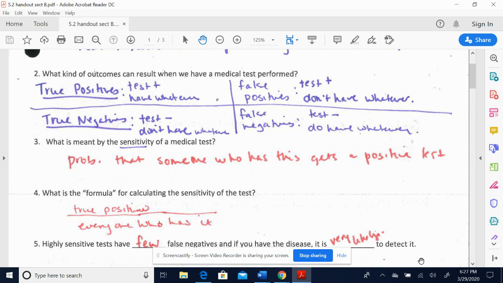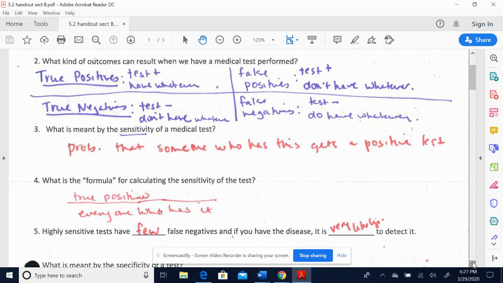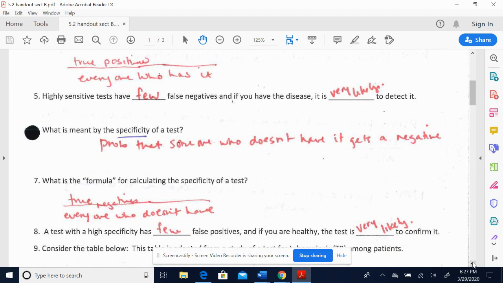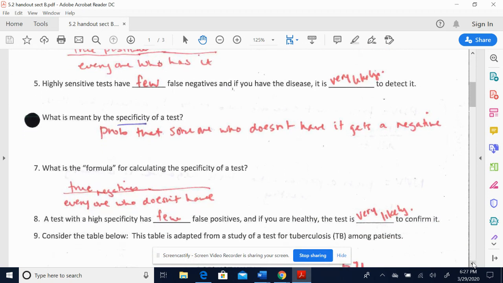Okay, now highly sensitive tests, most everybody would think that means you would want the test to be very, very sensitive. However, I want you to think about it. If we're thinking about a very, very sensitive test, I could make a test that flagged everybody in the room positive. Okay. Now, the good part about that is that if somebody in that room actually did have this disease, I would get 100% of whatever I was testing for.